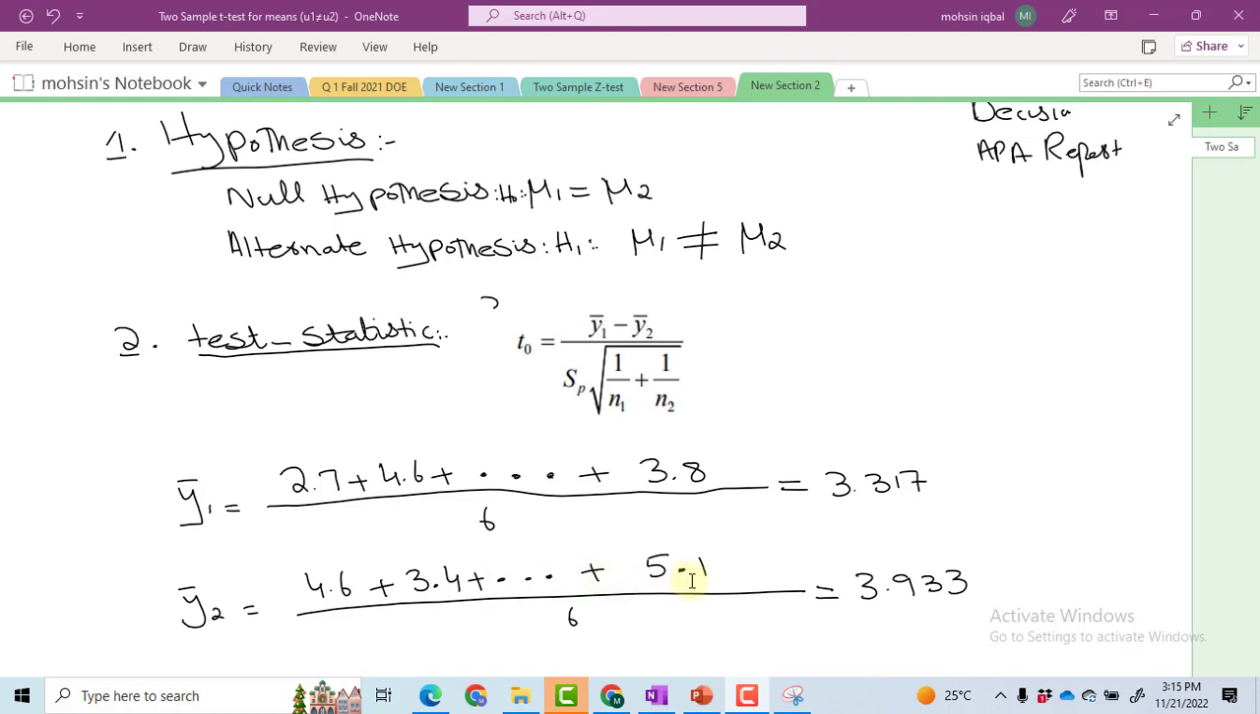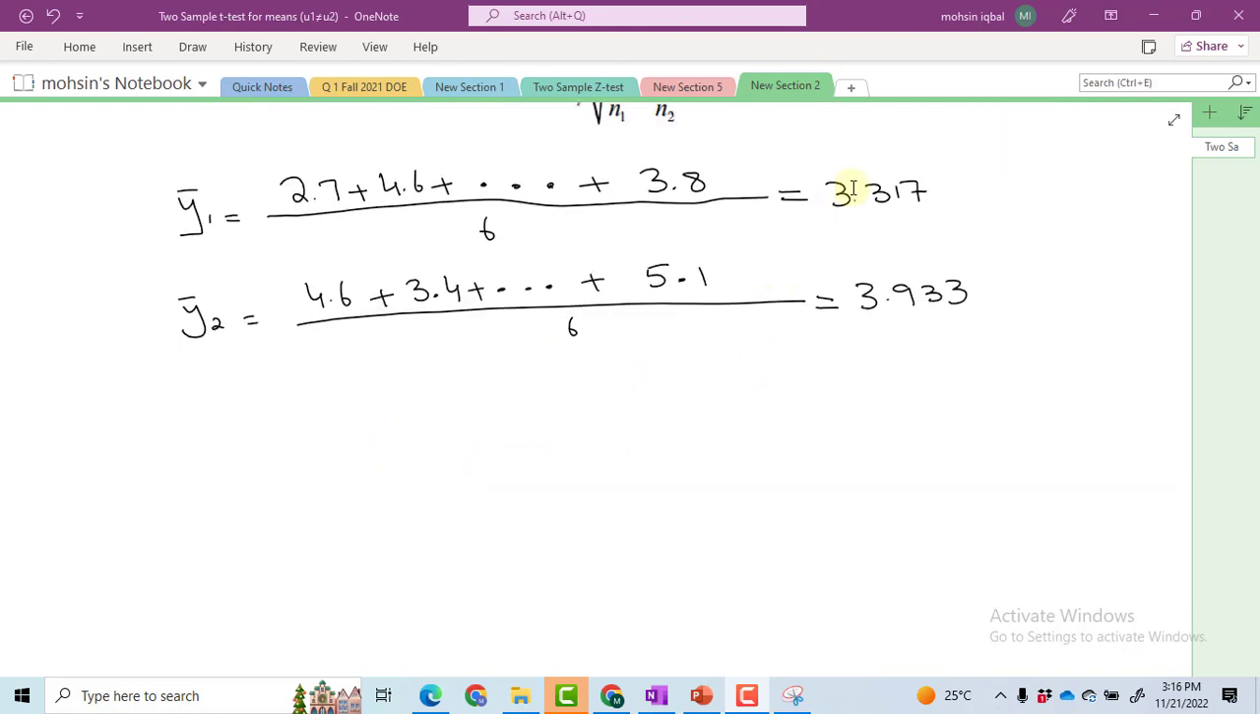Please remember this while you are solving assignments, quizzes or exams, because this way you can minimize the writing as well as save time. However, please include all those values in the calculator while doing the calculations. So we got a mean of 3.317 for sample 1 and 3.933 for sample 2.